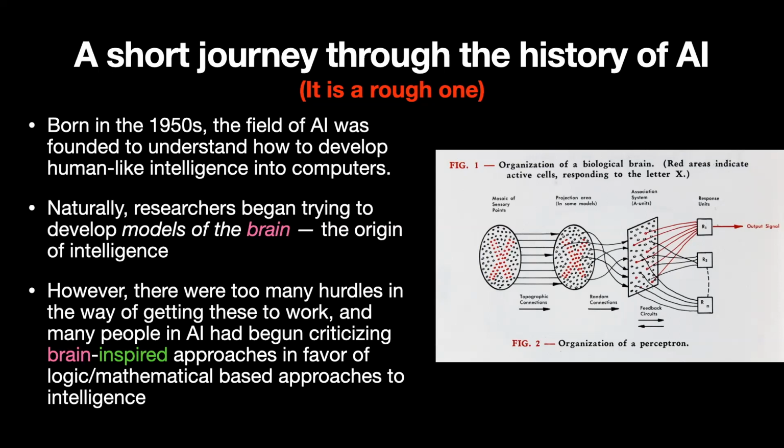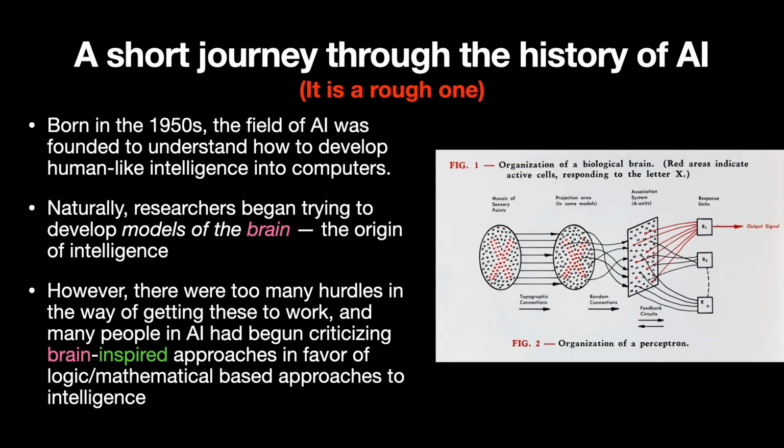The field of AI was founded to understand how to develop human-like intelligence in computers, basically. And naturally, the first researchers trying to understand this were developing models of the brain, the origin of the only intelligence that we know of today. So long story short, there were way too many hurdles getting in the way of getting these things to work back then.